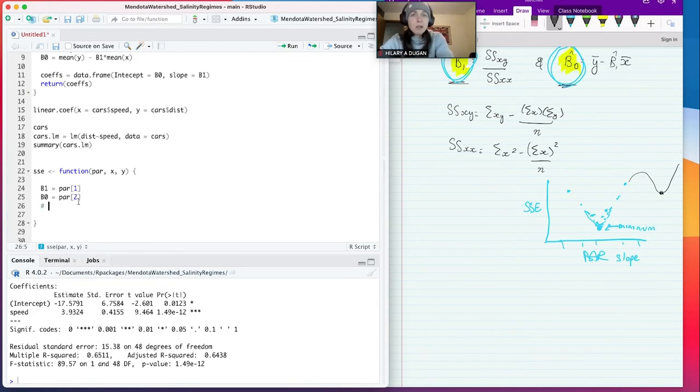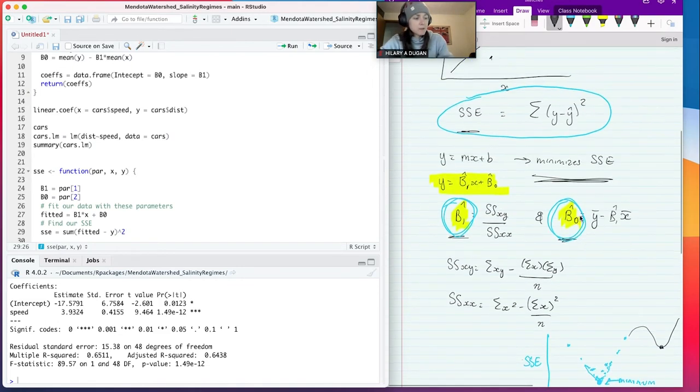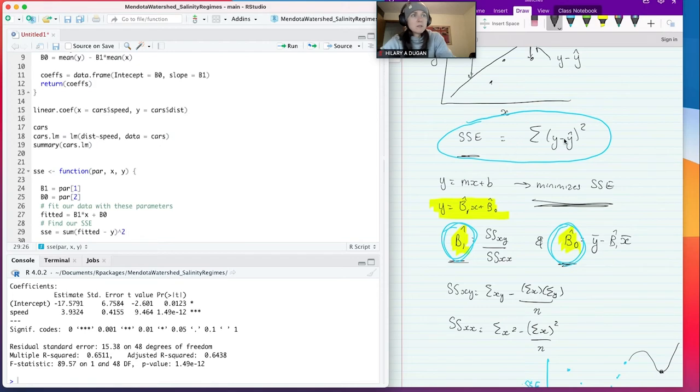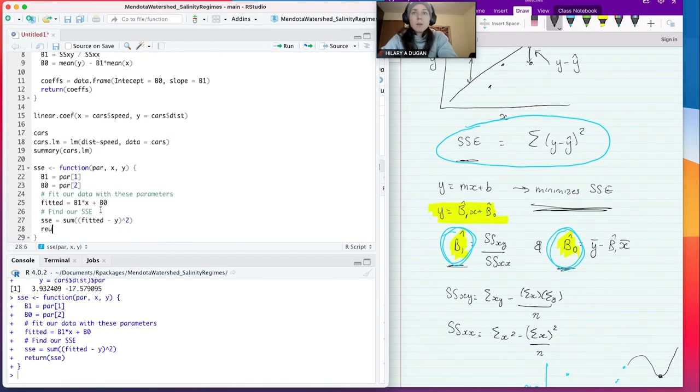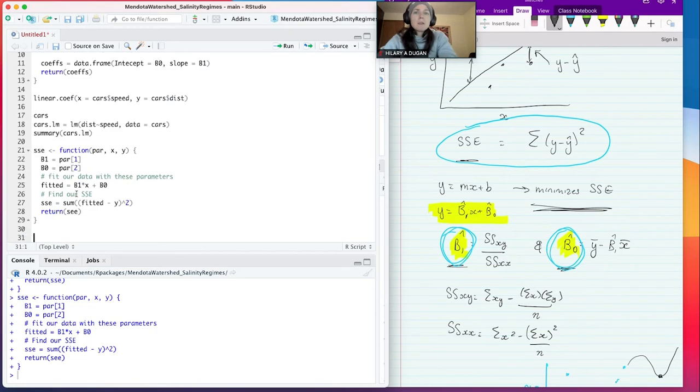And then we're going to fit our data with these parameters. So we're going to say fitted is equal to beta 1 times x plus beta 0. And then we're actually going to find our sum of squared errors. So we're going to say SSE is the sum of our fitted minus y, squared. So this equation here is just the sum of our squared errors. And then we want our function to return SSE. So now we have a function, and we can test it.